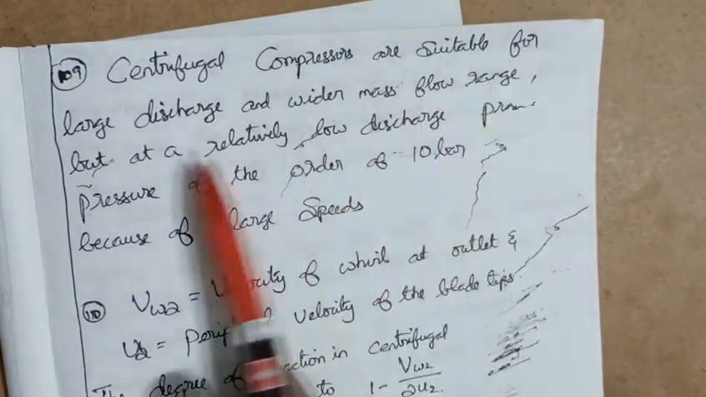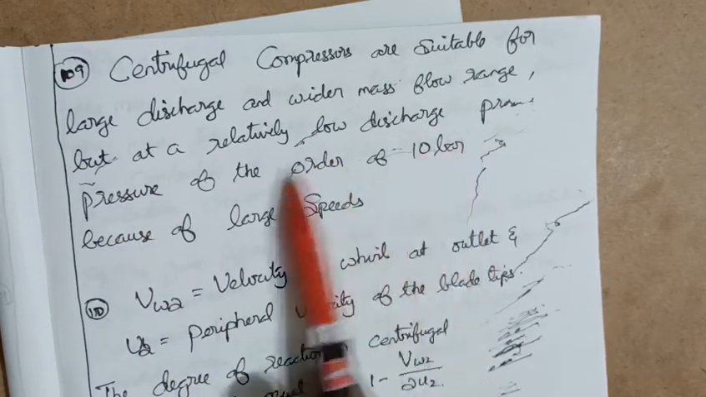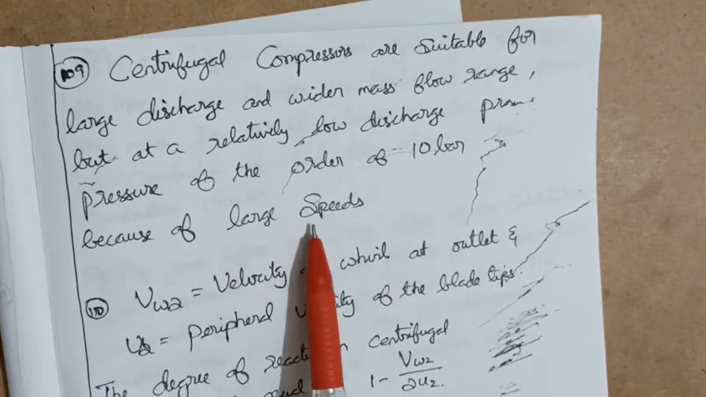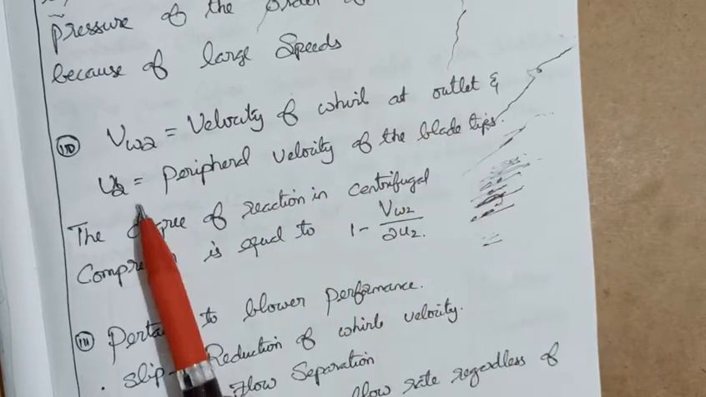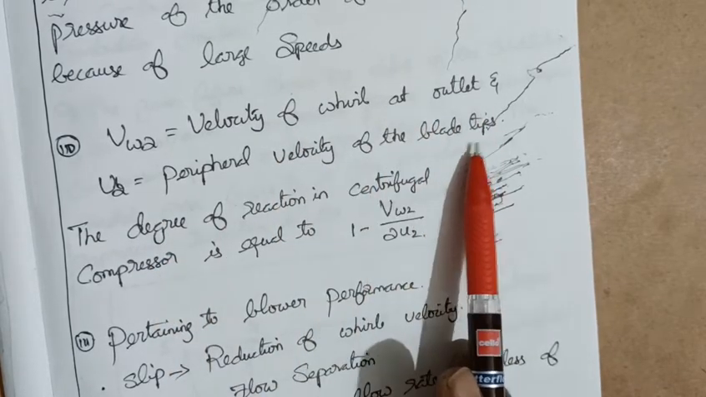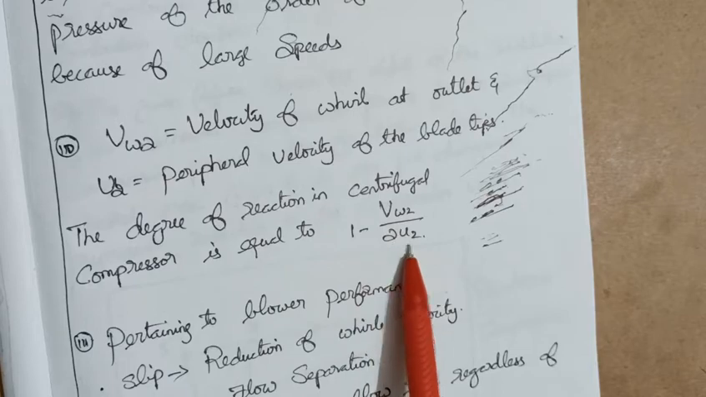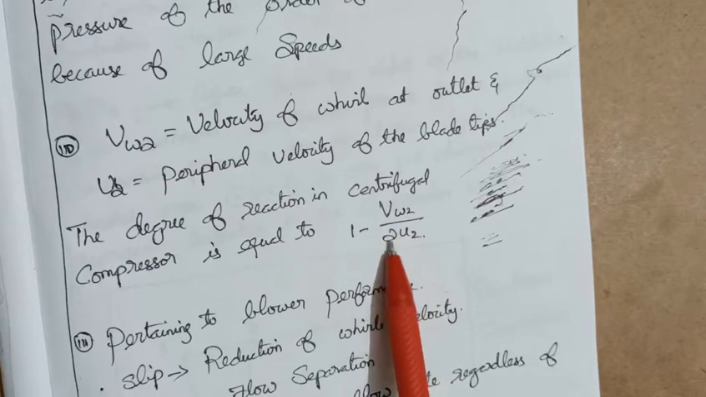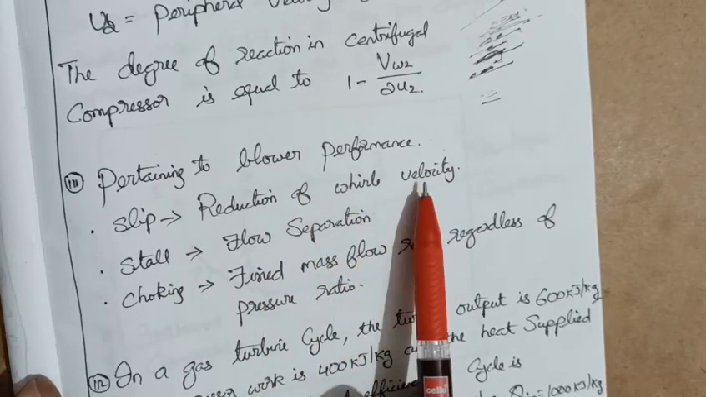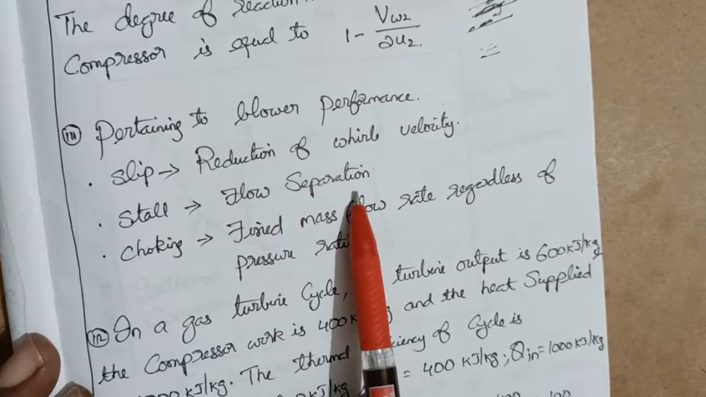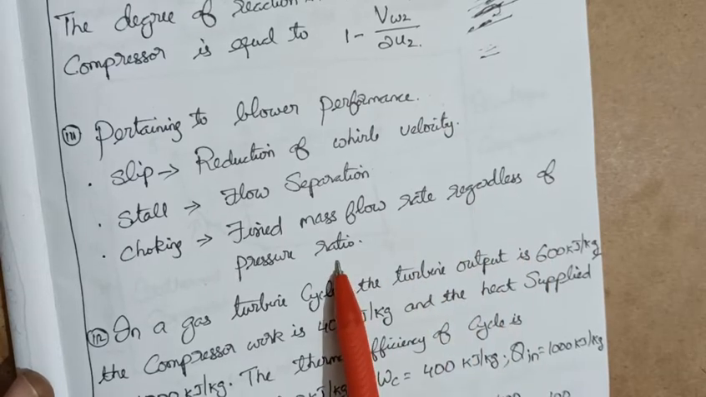Centrifugal compressors are suitable for large discharge and wider mass flow range, but at a relatively low discharge pressure, of the order of 10 bar, because of large speeds. Vw2 is the velocity of whirl at outlet and u2 is the peripheral velocity of the blade tips. The degree of reaction in a centrifugal compressor is equal to 1 minus Vw2 by 2u2. Pertaining to blower performance, slip is related to reduction of whirl velocity, stall is related to flow separation, choking is related to fixed mass flow rate regardless of pressure ratio.